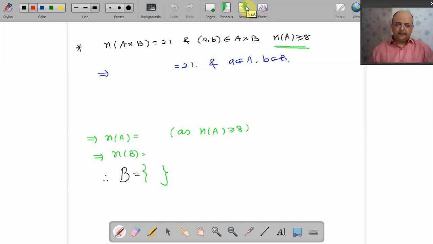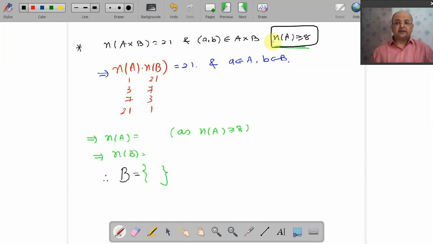If you recall, n of A cross B is n of A into n of B. When can I say that the product is 21? 1 and 21, 3 and 7, 7 and 3, 21 and 1. These are the only 4 possibilities. But it is given that n of A is greater than or equal to 8, so n of A can't be 1, can't be 3, can't be 7. You are left with only one possibility, that n of A is 21. So you are left with only one other possibility, that n of B is 1.